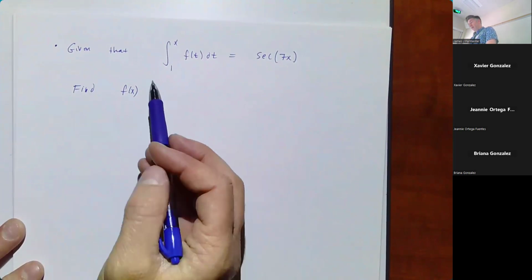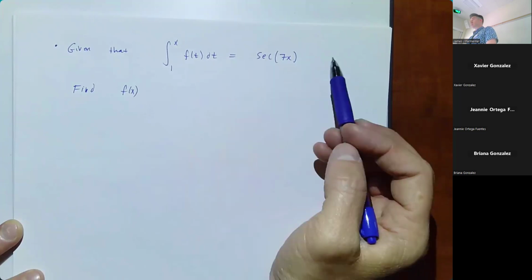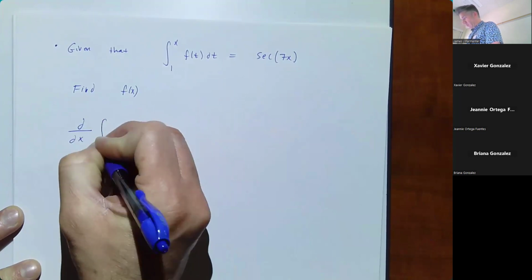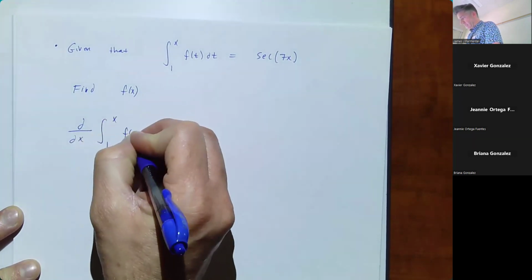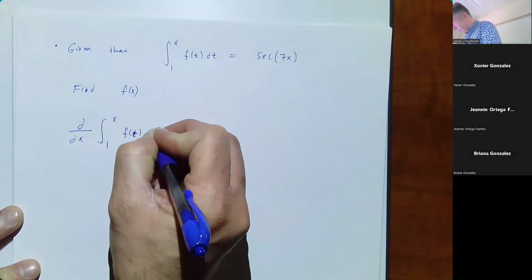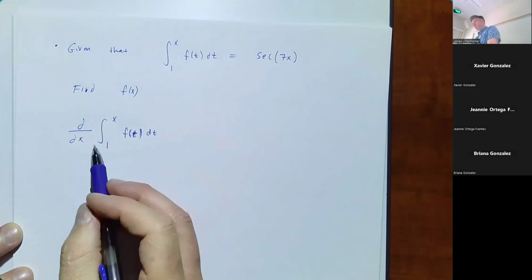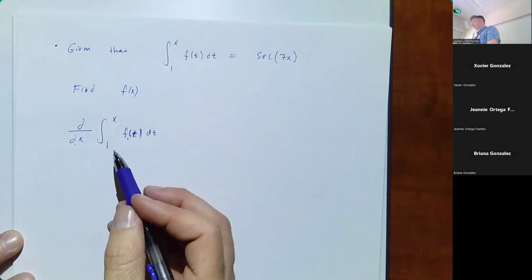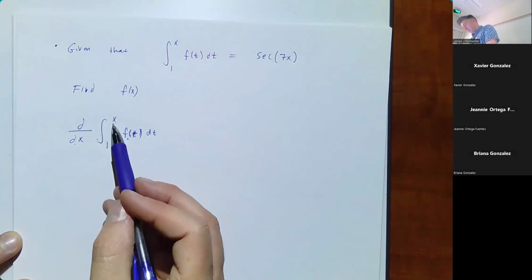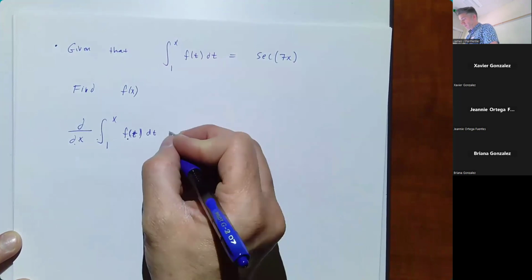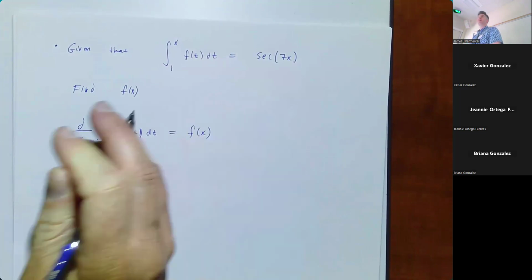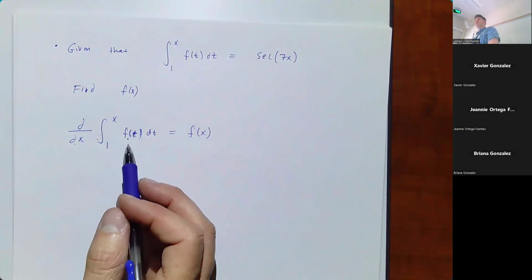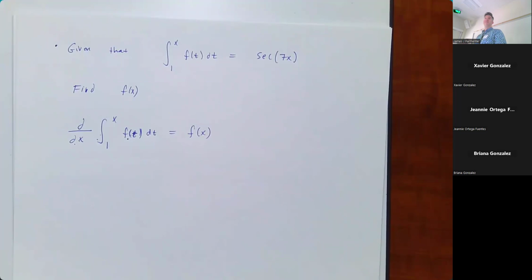So the way we're going to find f of x here is by differentiating both sides of this equation. If we take the derivative of the integral from 1 to x of f of t dt, what's the derivative of the integral from 1 to x of f of t? It's f of x. That's what the fundamental theorem of calculus says. If you do the derivative of the integral, you get back the function you started with, but you're plugging in x instead of t.